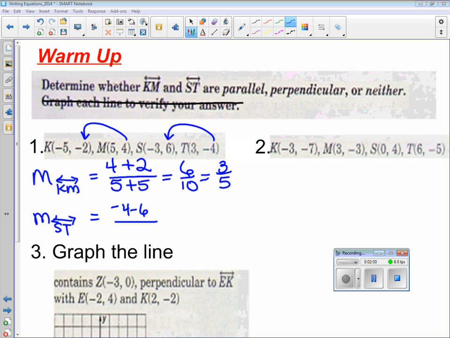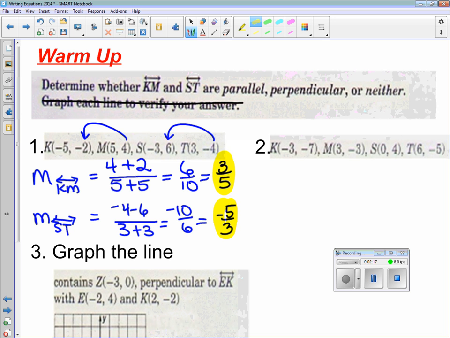Can you see that from back there? 3 minus a negative 3, or 3 plus 3, right? So I have negative 10 over 6, which again reduces to negative 5/3. And so I'm going to be comparing those two numbers. And all you have to do at this point is look, and are they exactly the same? No. So they're not parallel.